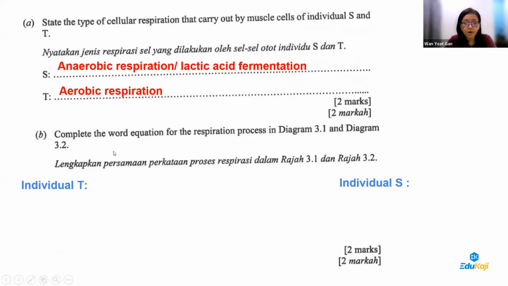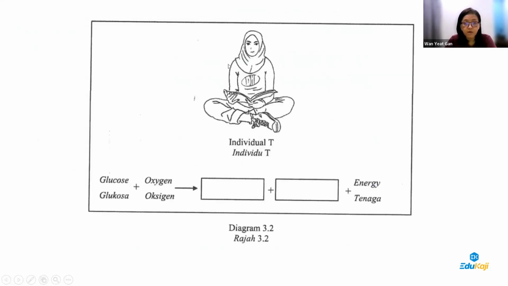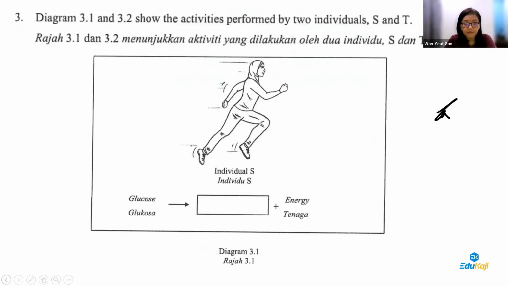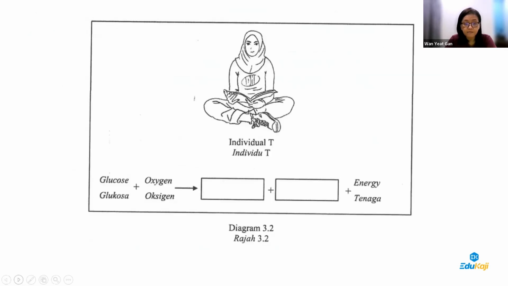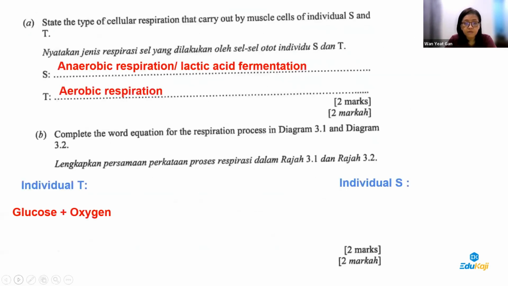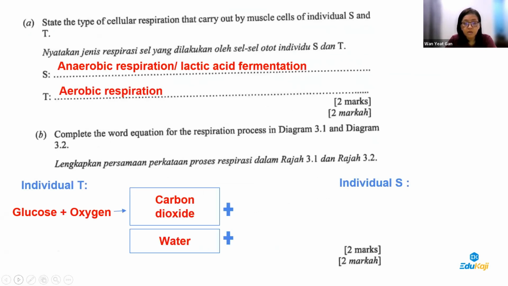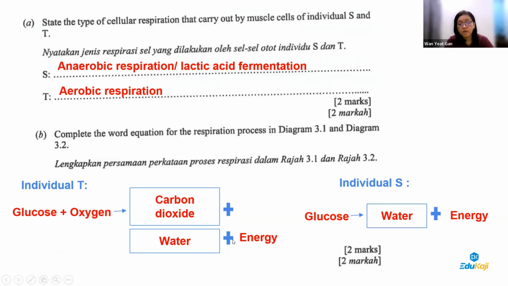Okay, what is the word equation? We have to complete the word equation for individual T, so we have to fill up the space here, and for individual S. For individual T, the equation is carbon dioxide plus water plus energy, so the two missing words are carbon dioxide and water. For individual S, who is undergoing lactic acid fermentation, it is glucose, water, and energy.